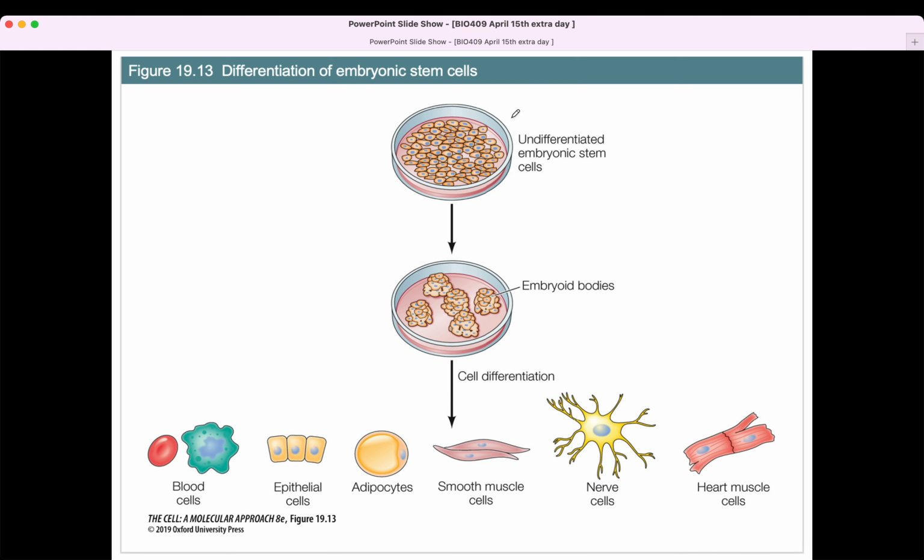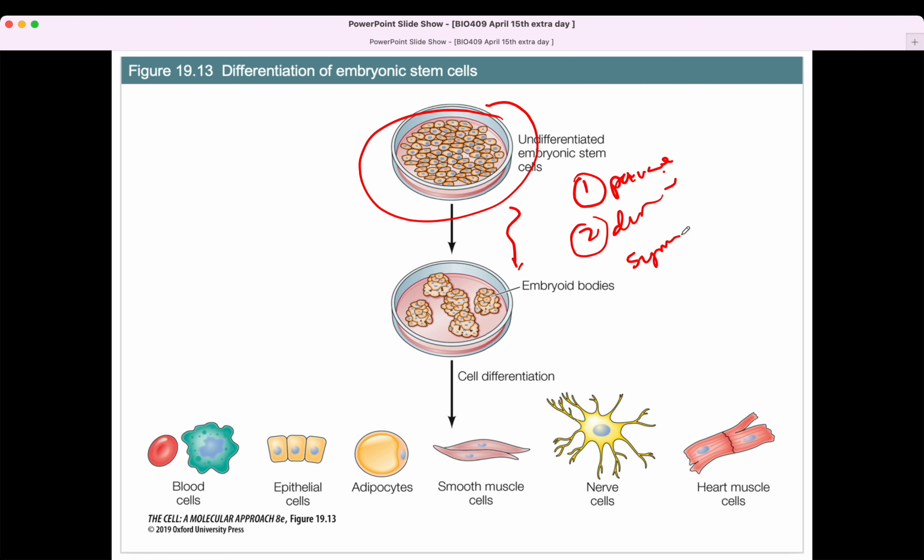Okay? We could take these undifferentiated embryonic stem cells and we can get them to do things, right? So what can we get them to do? Well, they can do the things we get stem cells to do. One is they can just pause. We can just get them to wait in G0. Two is they can divide, and when they divide symmetrically. And three, well, I'm going to have a hard time remembering this. They can differentiate.